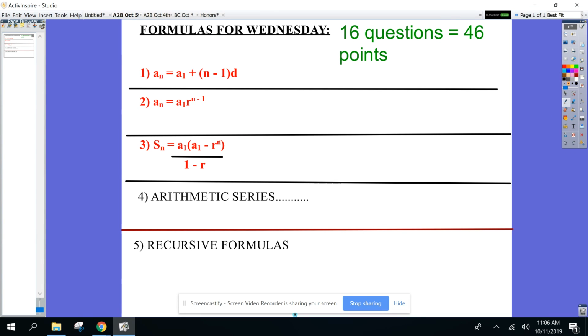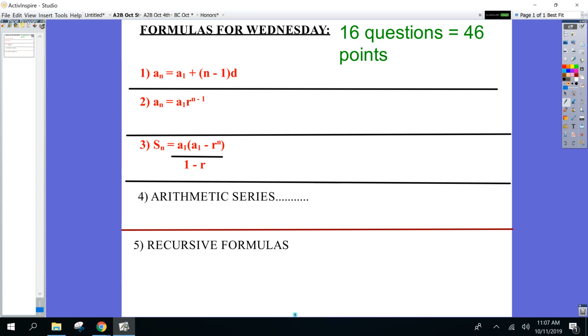So I won't call on anybody yet, but I have the first three formulas up here off your formula sheet. What are they used for? That's what I need to know from you. When would I ever want to pull that formula off the formula sheet? So that first one right there, when would I ever want to pull that off? I specifically have to be working with what type of sequence?